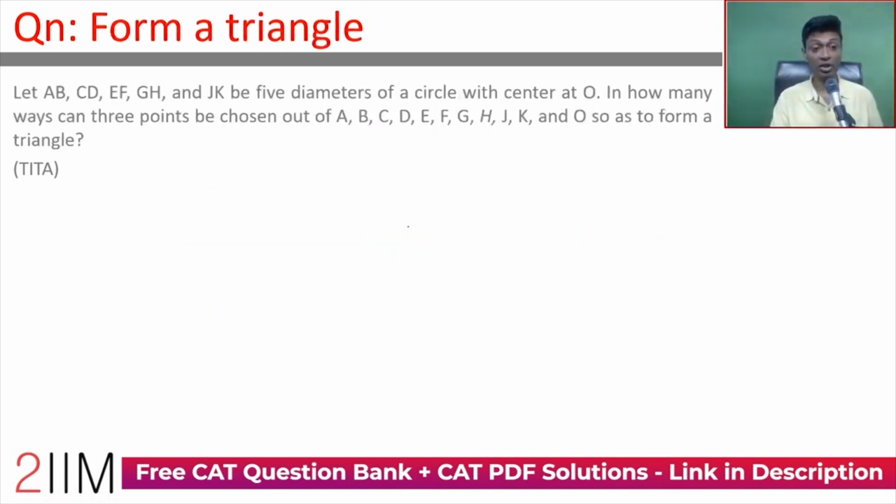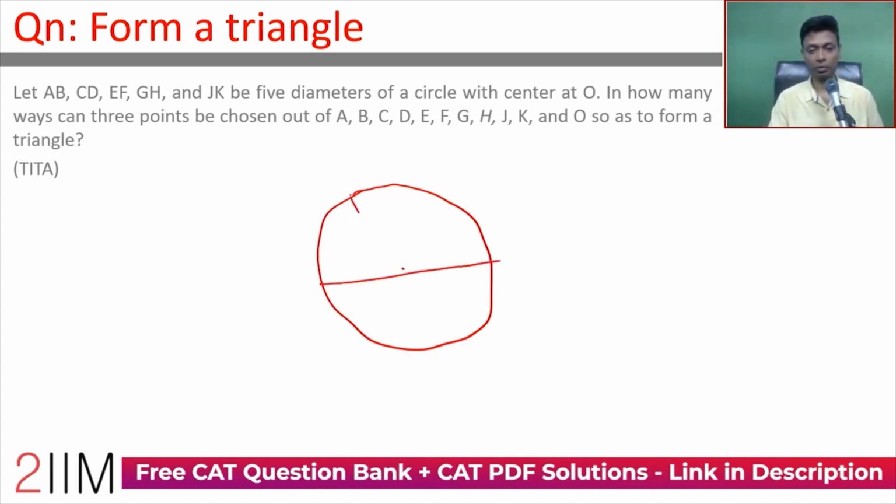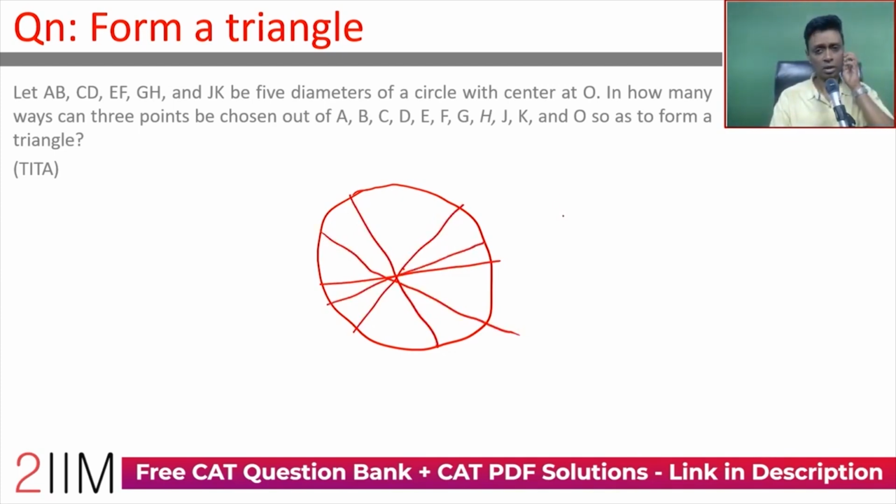A, B, C, D, E, F, G, H, and J, K be 5 diameters of a circle with center at O. Wonderful. In how many ways can 3 points be chosen out of A, B, C, D, E, F, G, H, J, K and O, so as to form a triangle?